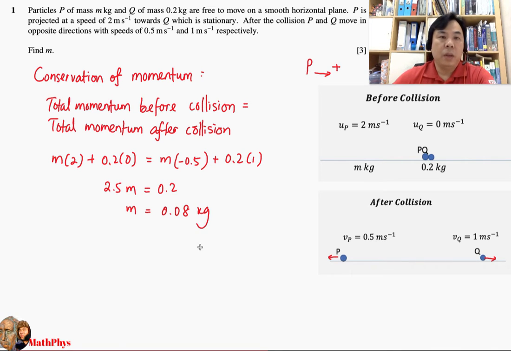And then there you have it. That's how we find out the missing mass for particle P using conservation of momentum.